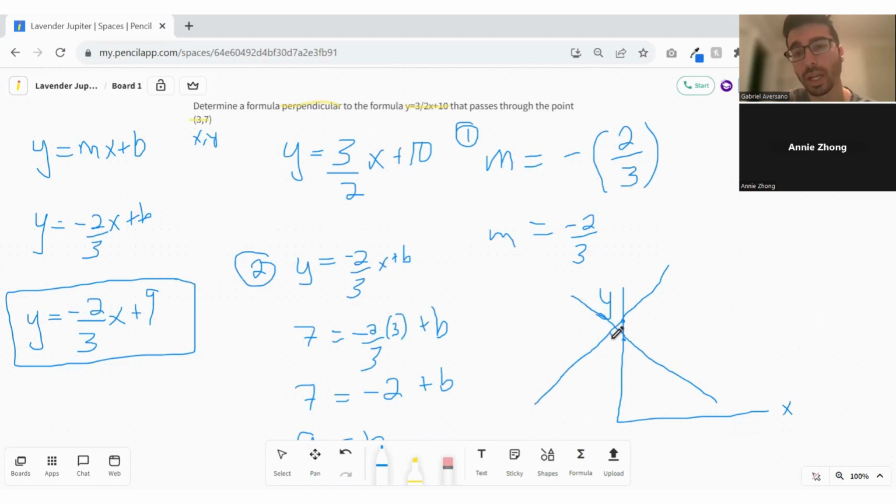So these two lines are going to make a right angle, meaning that they're perpendicular to each other. I hope that helps solving this question.